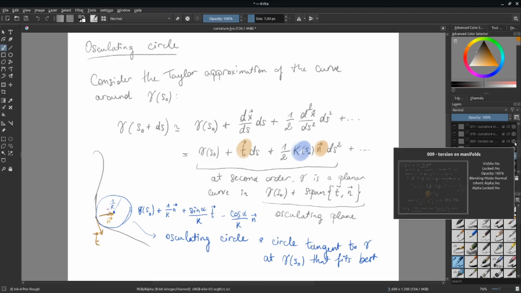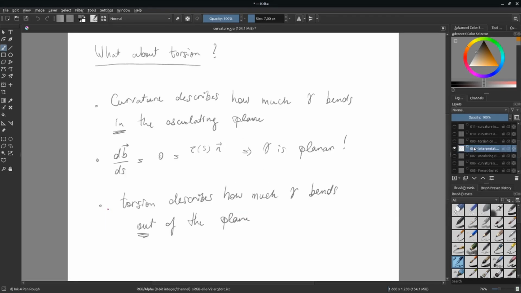So that's for curvature. It sort of describes how much the curve bends on that plane. And what about torsion? Well, we know that curvature describes how the curve bends in a single plane. Notice that, let's say my binormal vector never changes, so its derivative is 0. That means that the torsion is 0, right? The tangent and normal vector might still change, but the torsion has to be 0.